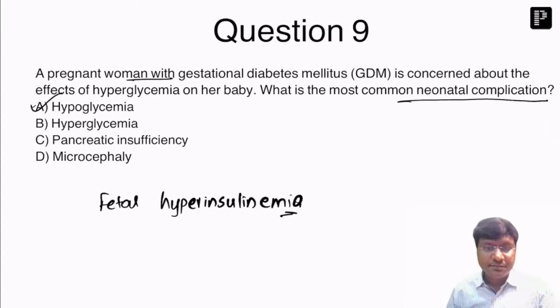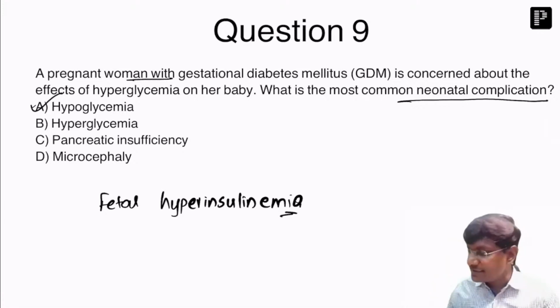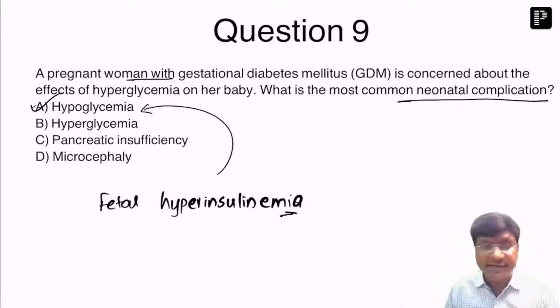hyperinsulinemia, right? So why is there fetal hyperinsulinemia? That is in response to maternal hyperglycemia. Gestational diabetes mellitus will cause maternal hyperglycemia, right? And in response to maternal hyperglycemia, the fetal insulin level increases. And as the fetal insulin level increases, that will induce the hypoglycemia. That is what is common in case of the gestational diabetes mellitus, right?